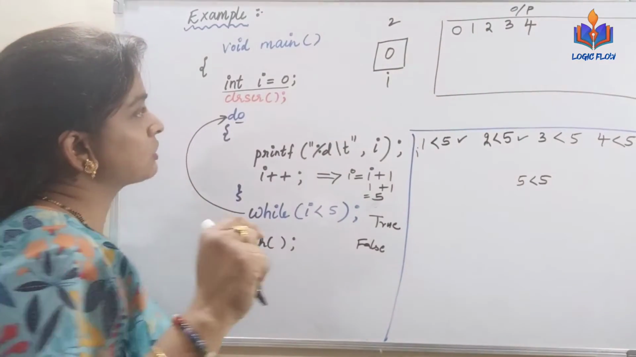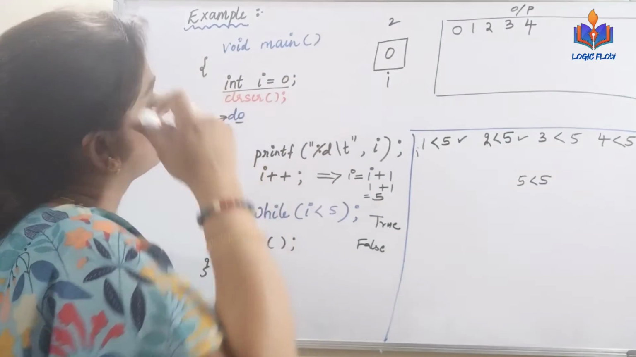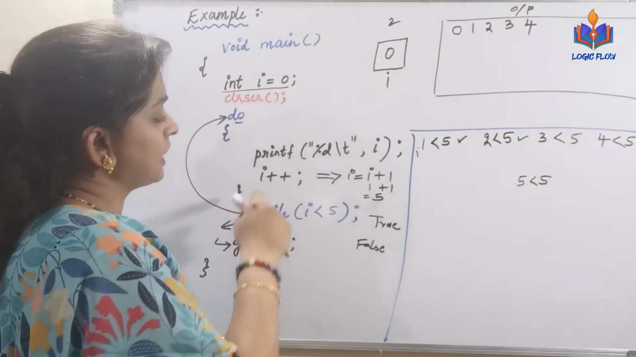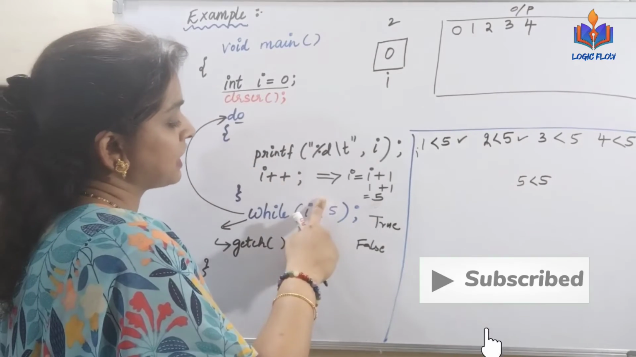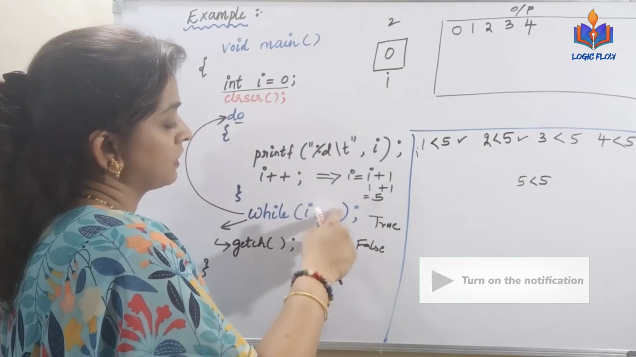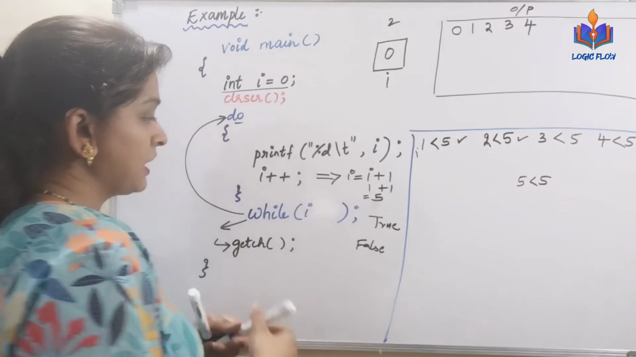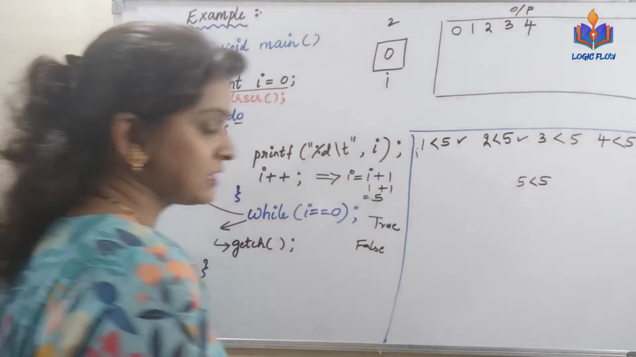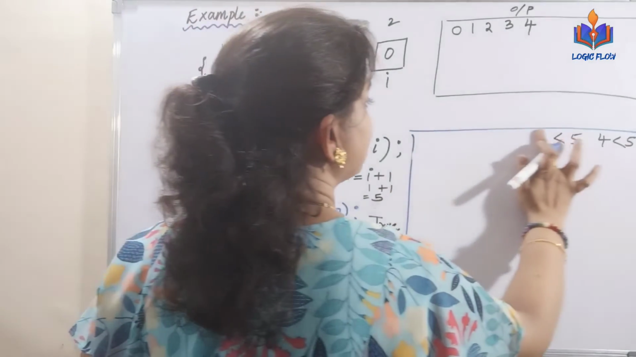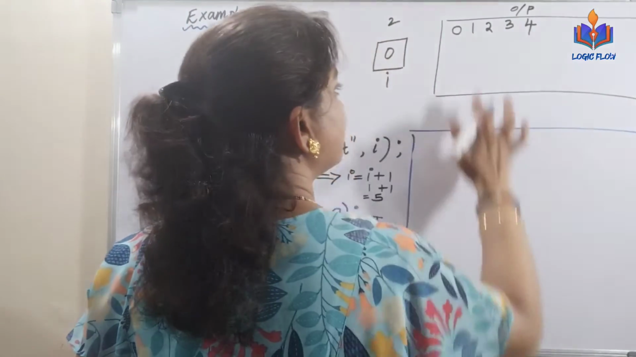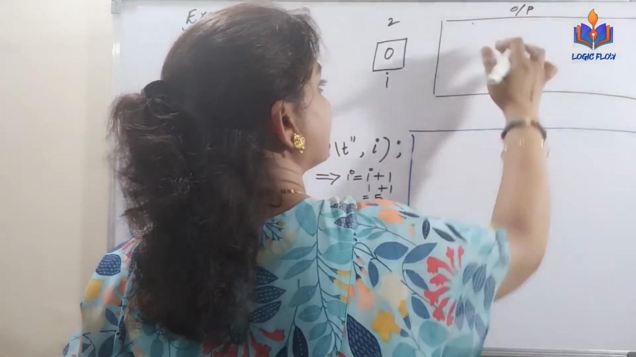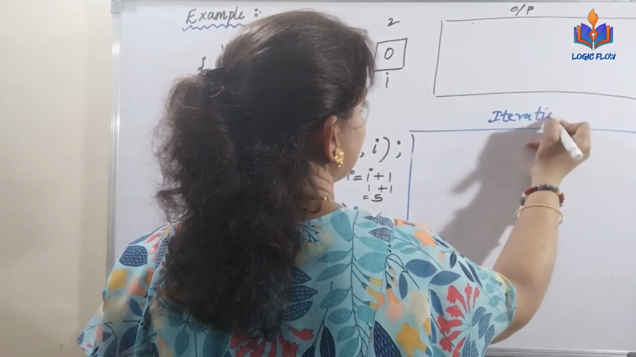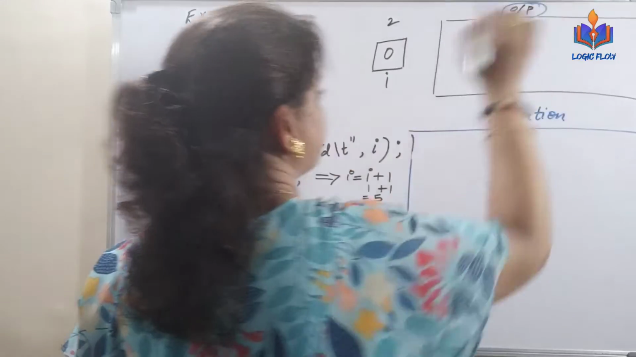Now let me change this value. So what I'll do here, I'll say i equal to 0. Then I say i plus plus. This condition I'll change: i equals to 0. So let me see the values now. What will be the iteration and what will be the output? So this is the iteration block that I am writing here, and this is the output.